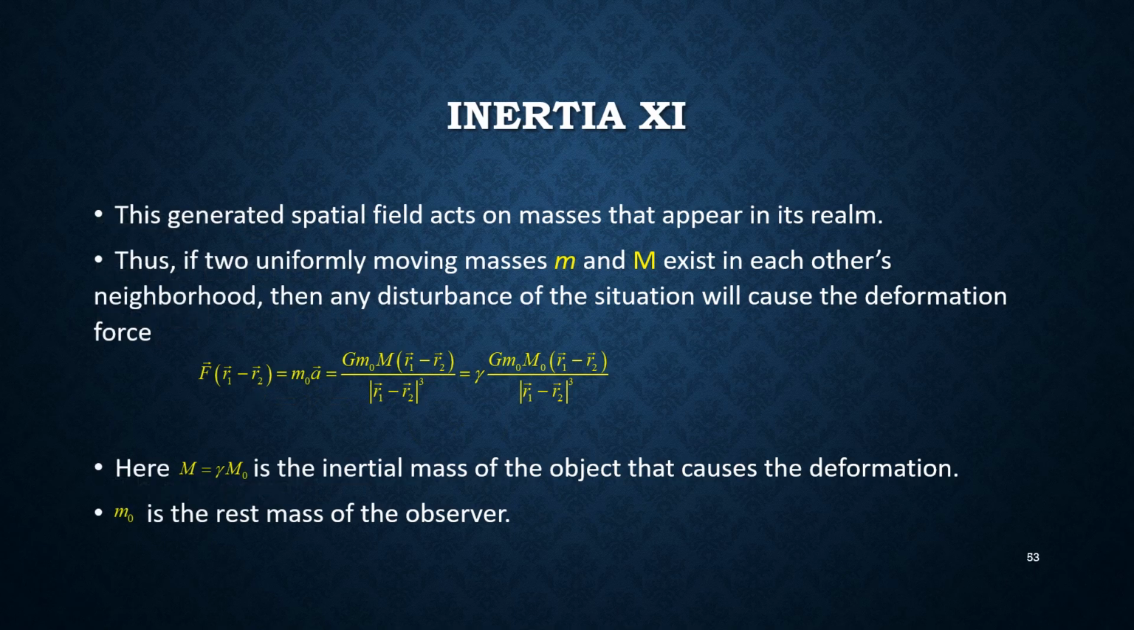This generated spatial field acts on masses that appear in its realm. Thus, if two uniformly moving masses m and m exist in each other's neighborhood, then any disturbance of the situation will cause the deformation force. Here m is the inertial mass of the object that causes the deformation. m0 is the rest mass of the observer.